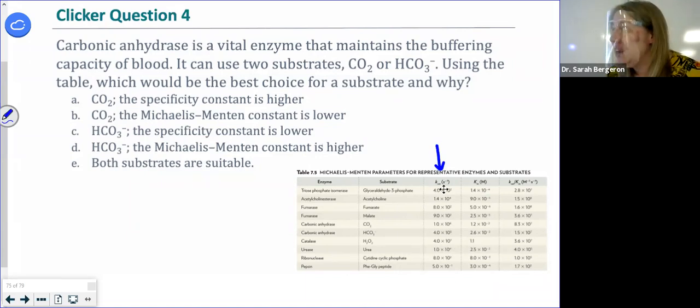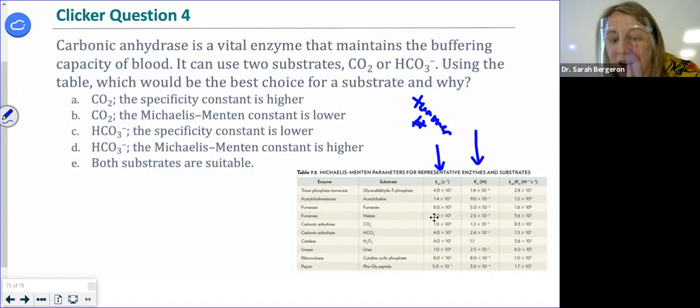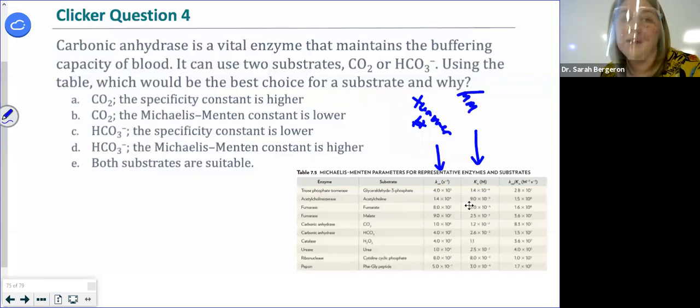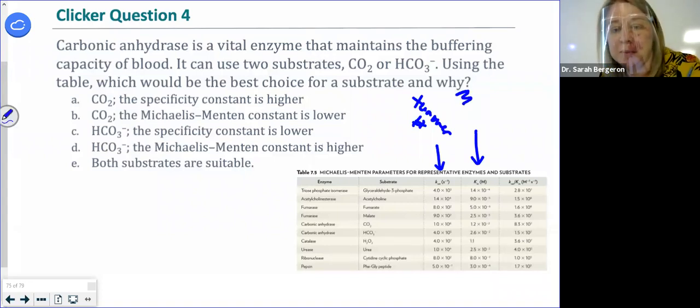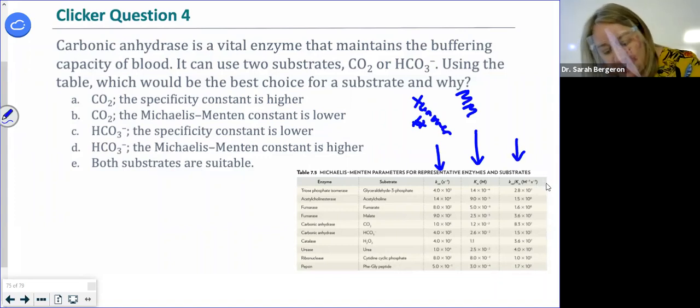This is Kcat. What is Kcat? Our turnover number. What is the second column? The Michaelis-Menten constant. That's supposed to be MM, I'm just going to write MM. Michaelis-Menten. Okay, and what is this last column?